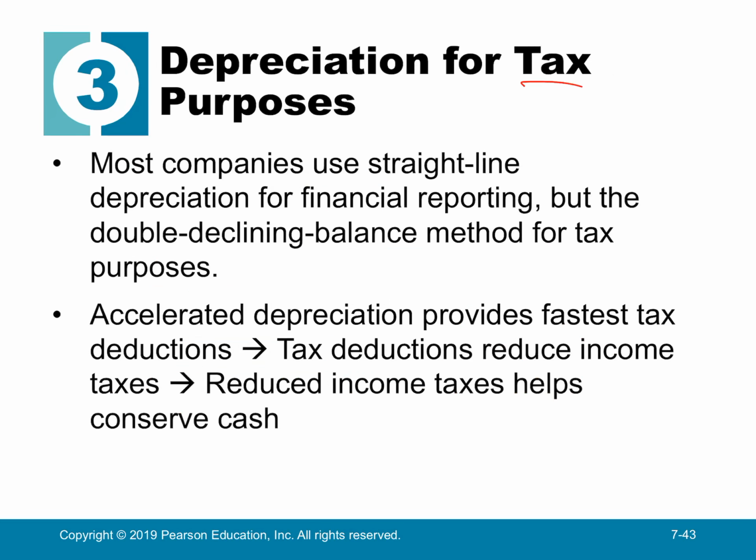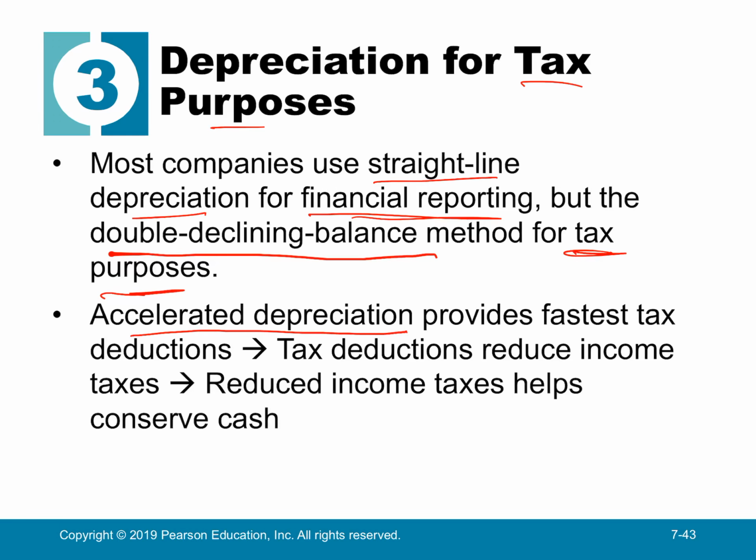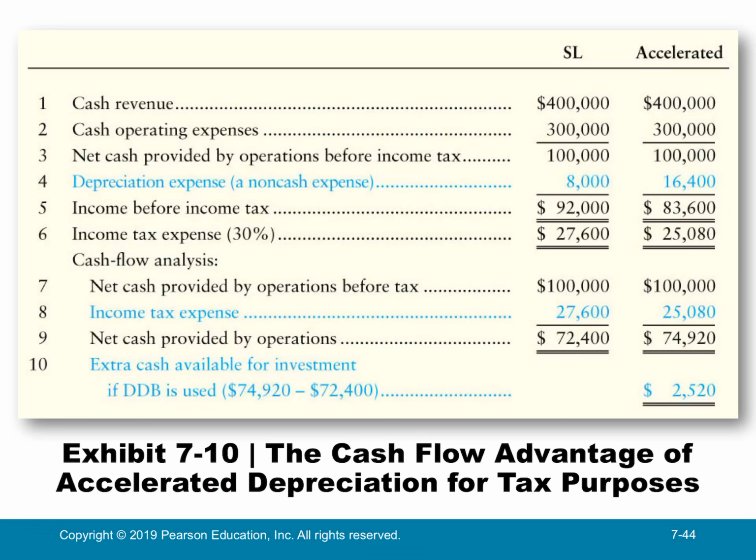So let's look at depreciation for tax purposes. For financial reporting, most companies will use straight line depreciation, but for tax reporting, most companies will use double declining balance. Okay, they prefer accelerated depreciation because you get the fastest tax deduction. Tax deductions reduce your current income taxes, and income taxes, which you have to pay in cash, so this helps you to conserve cash, right?